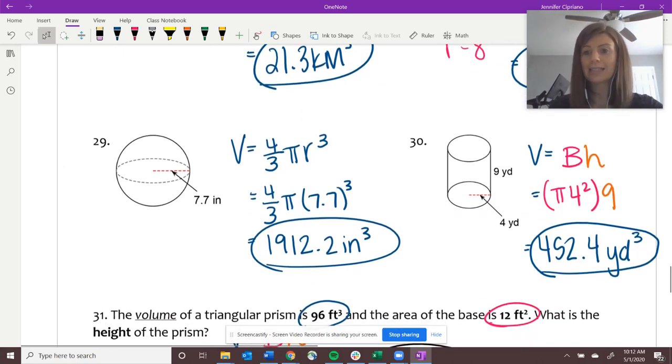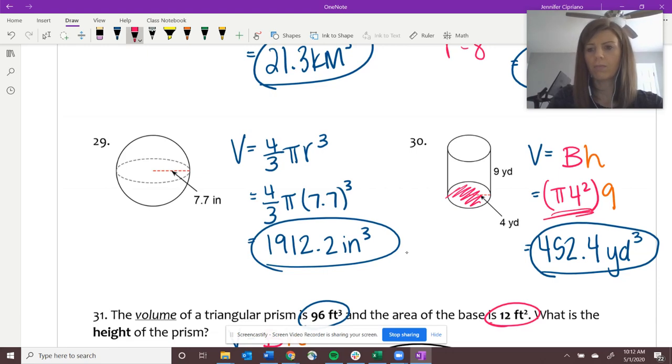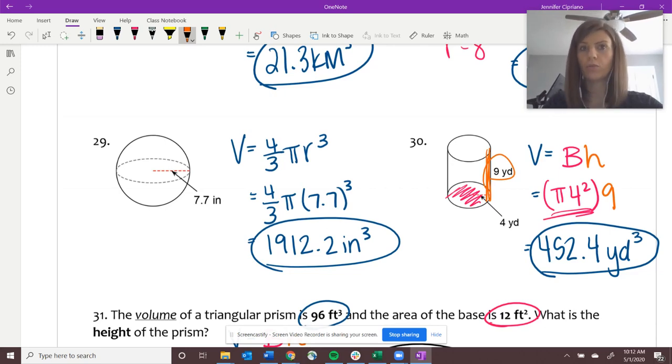Number 30, a cylinder. So area of the base times the height, the exact same formula as for a prism to find the volume. The base has a radius of 4. Area of the base is pi times r squared, so pi 4 squared. And the height here would be the distance between the 2 circular bases, which is the 9 yards. So that gives us our 452.4 yards cubed.